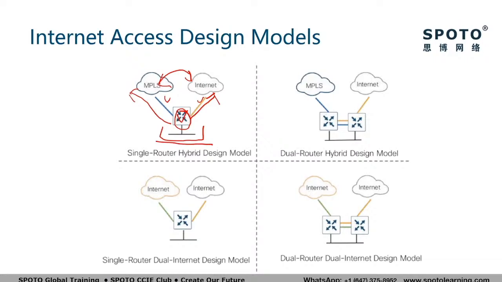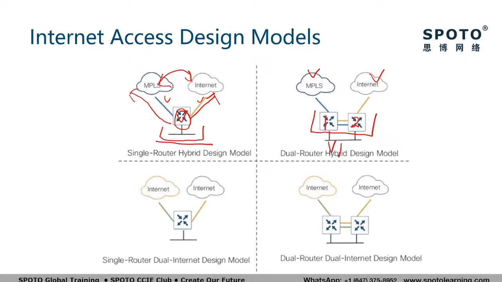As an improved version, we can use dual router hybrid design model. They still have 2 circuits, one MPLS for the WAN, the other is for internet, for local internet breakout. The difference is, instead of using 1 hardware router, we can use 2 routers. Router 1 as primary and router 2 as secondary, and vice versa. We can split the traffic.